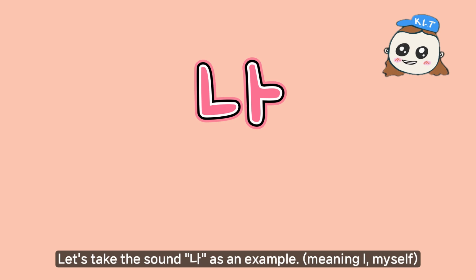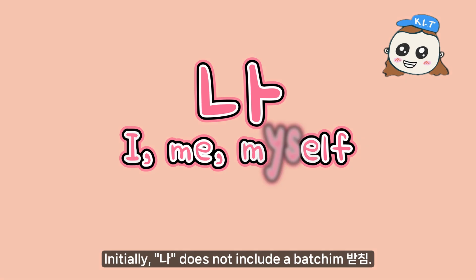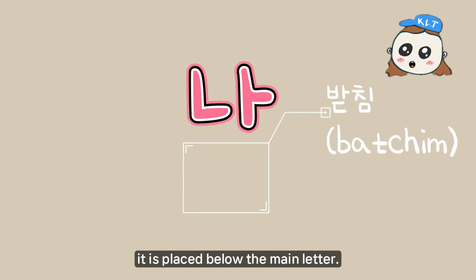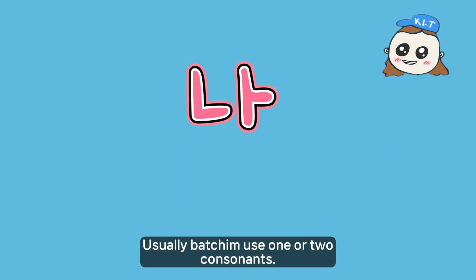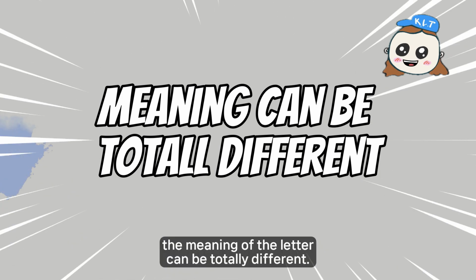Let's take the sound na as an example, meaning I, myself. Initially, na does not include a BATCHIM. When you add a BATCHIM, which is a final consonant, it is placed below the main letter. Usually, BATCHIM use one or two consonants. Depending on the BATCHIM, the meaning of the letter can be totally different.